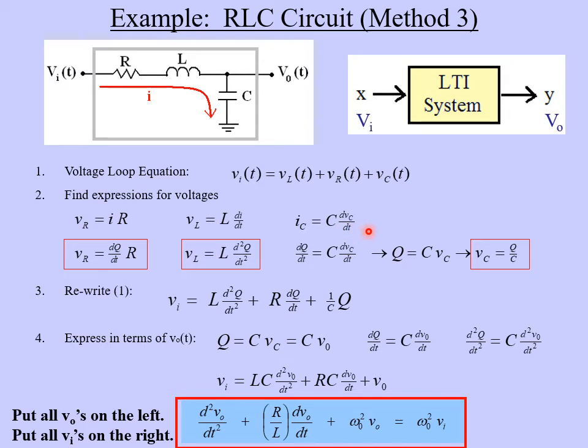Now, what's different about this approach is that, remember, I, which is current, is basically the rate of flow of charge through the circuit. So we can replace I with dq dt, the time derivative of the amount of charge. And so over here where we had di dt, that's going to be the second derivative of q.